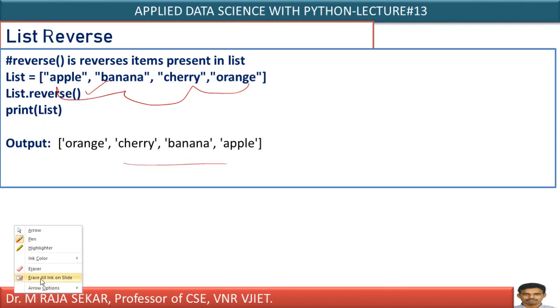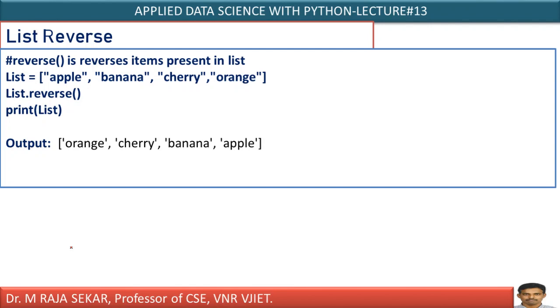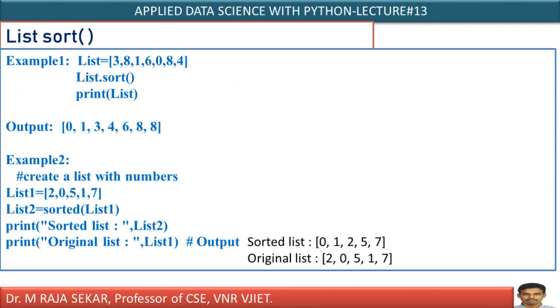Just after reversing, I am printing that list. All the elements in that list will get reversed, so that I am displaying. There are two functions: one function is sort and another function is sorted. We will try to understand one by one.